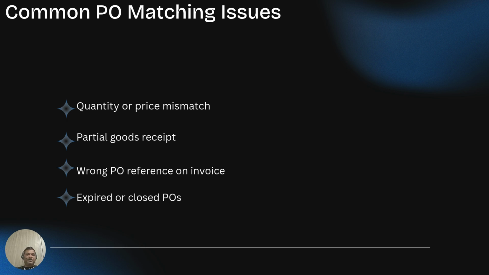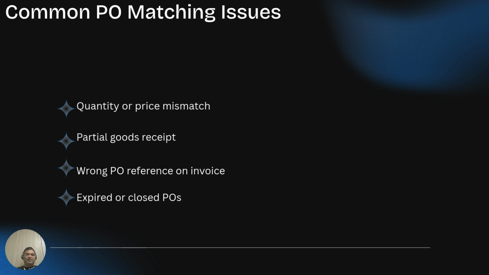The other issue that you can face is partial goods received, which means the PO was issued for 100 quantity, but you only received 50 or less than 100. And then the other issue that you can face is wrong PO reference on the invoice, which means when you received an invoice, that invoice pertains to an X order or an X PO, but the PO number mentioned on the invoice is for a different service or a different product.